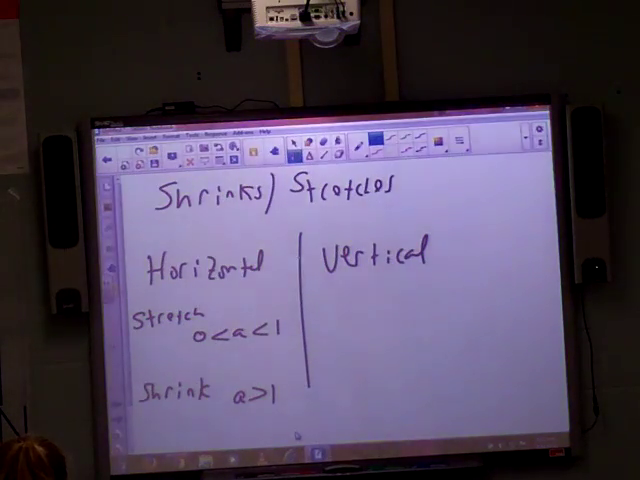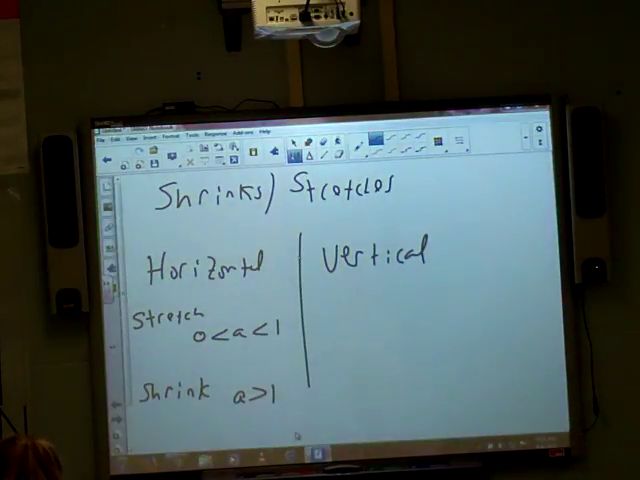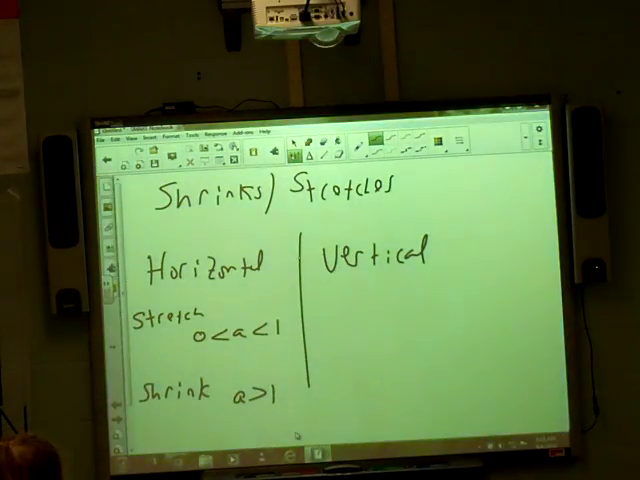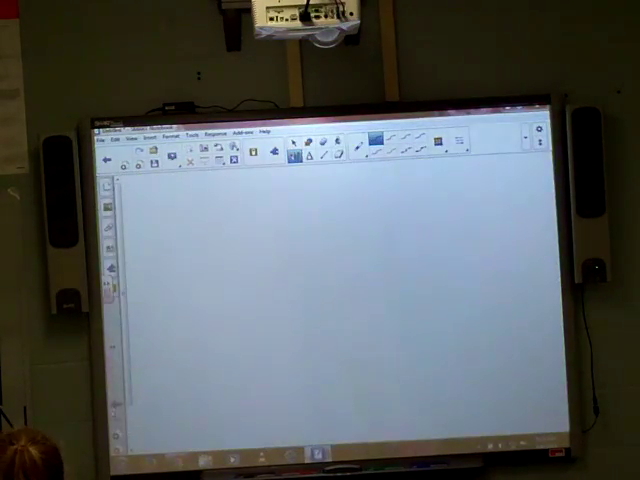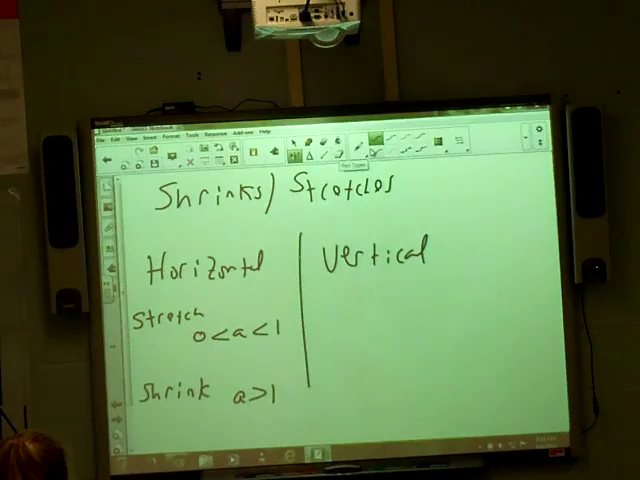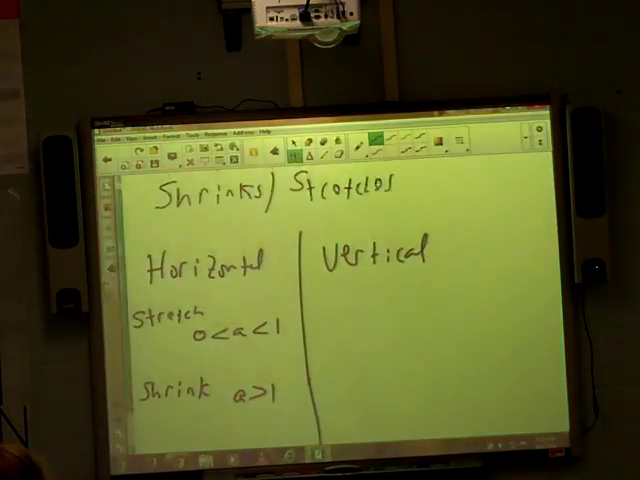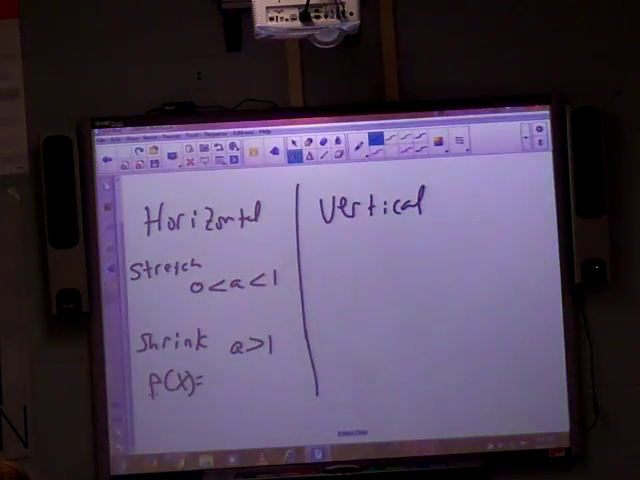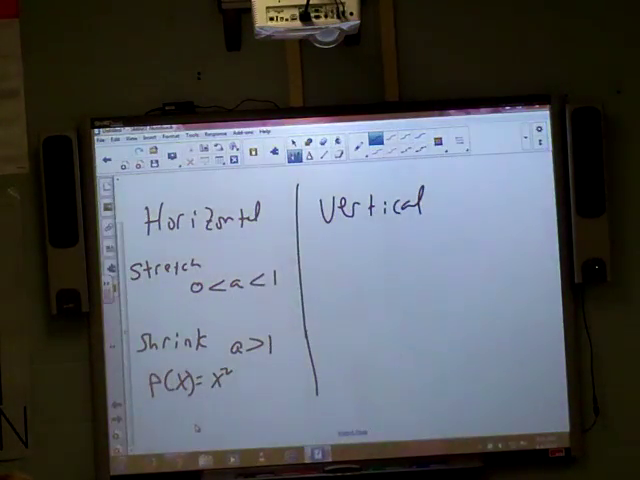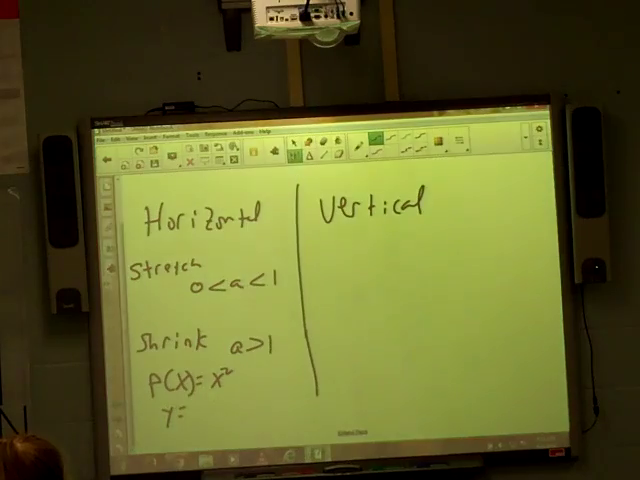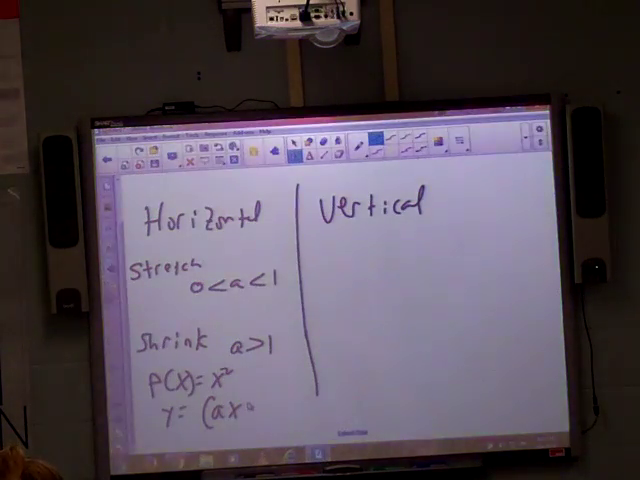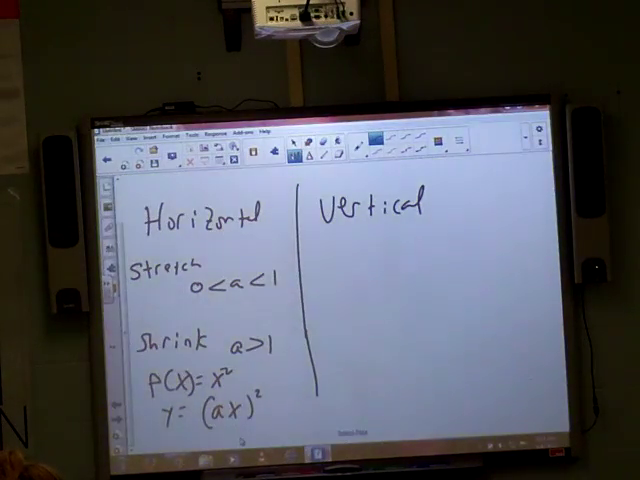Now the horizontal. Let's make sure I got everything on the horizontal. If we are in the original parent function, the A in this case will have to be in with the X. Is that a Y or X? Right here, a Y. Because F of X is Y.